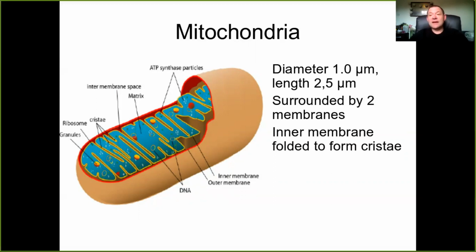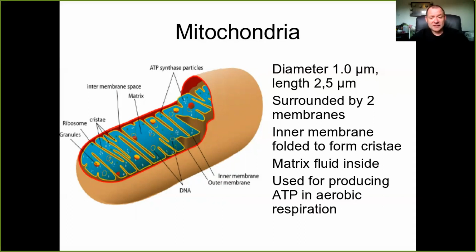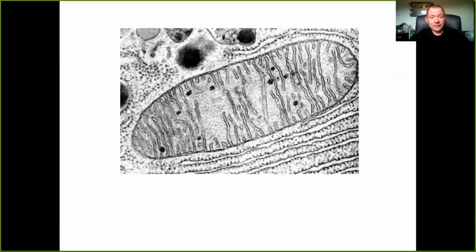The oxygen that we breathe in reacts with various enzymes and an energy source such as glucose or ketone bodies or even proteins, and the end result is that we end up producing ATP in the mitochondria. The matrix is the fluid inside used for producing ATP in aerobic respiration. And here is an electron micrograph of a mitochondria.